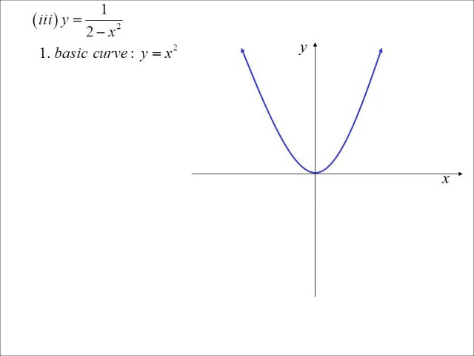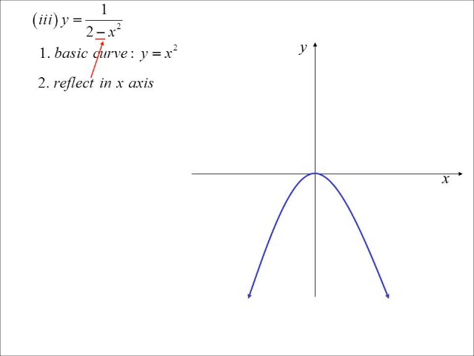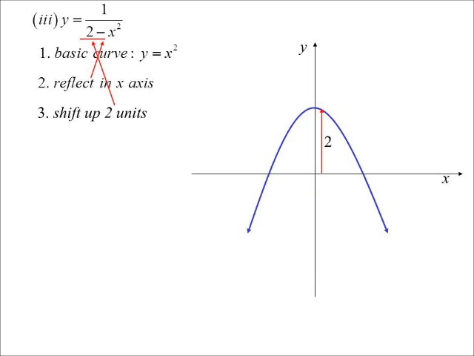Let's do a reciprocal one. So 1 over 2 minus x squared. Well, the original graph is x squared, so I'm just looking at that. What have I done to it? Well, I'm going to reflect it in the x-axis because it's minus x squared. There it goes. But then I'm going to shift it up 2 units. Remember, that's not grouped with the x, so it must be grouped with the y. So we're going to go up 2 units.